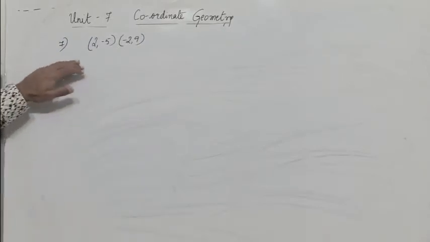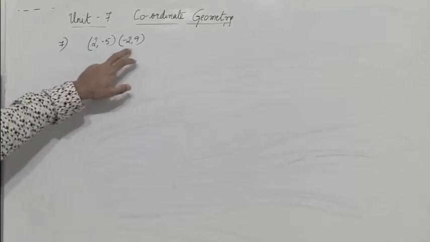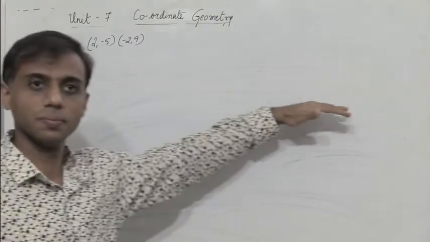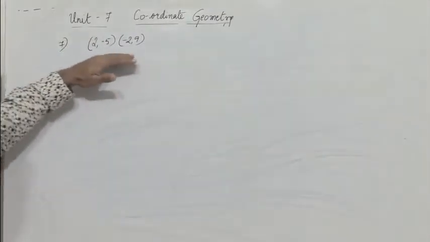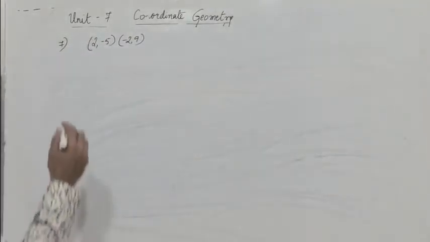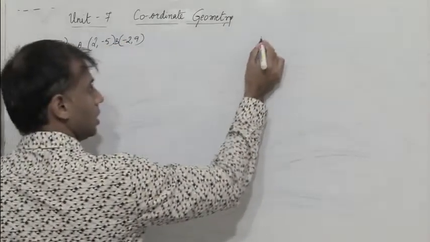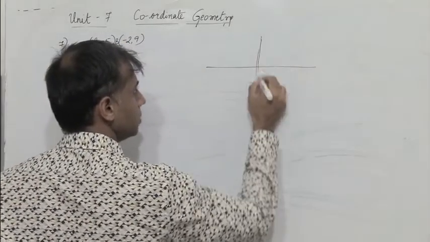Problem 7: there are 2 points, (2, -5) and (-2, 9). We need to find a point on the x-axis which is equidistant to both these points. Let me call these points A and B.